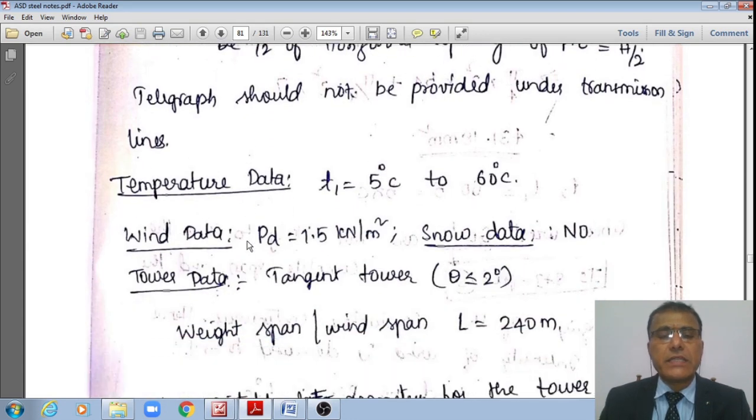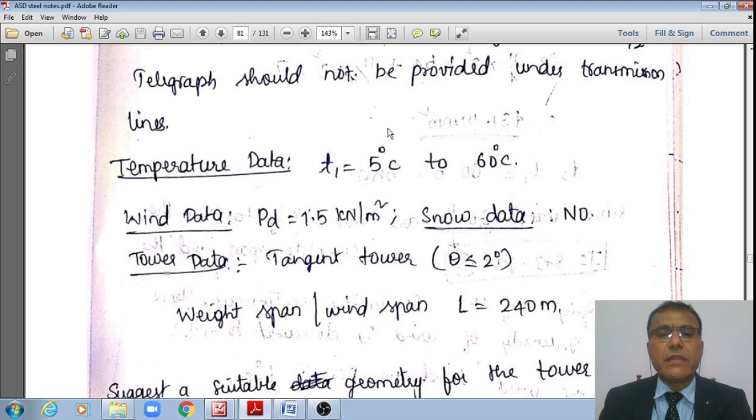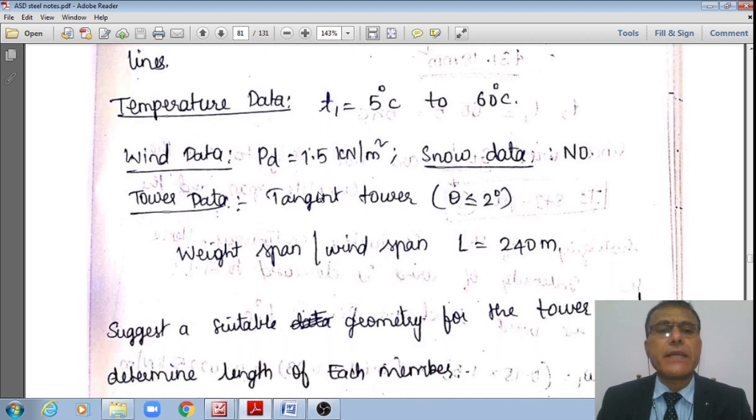And next data is the temperature data. The minimum temperature T1 is equal to 5 degrees centigrade and the maximum temperature T2 is equal to 60 degrees centigrade. That is from the IS 802. Even the other day we have seen this. You please refer back to the isoplates of the given site. Now that is how the data for the temperature is given.